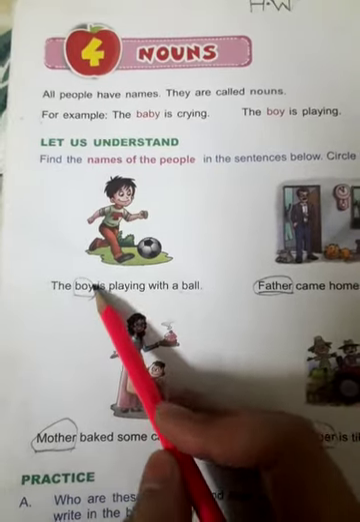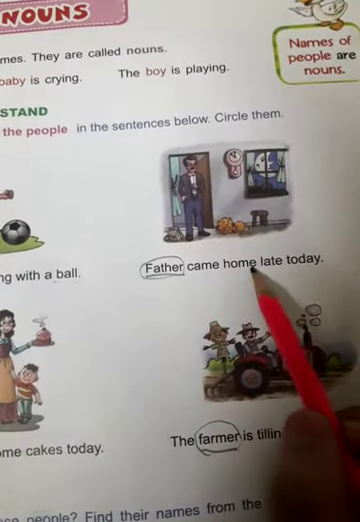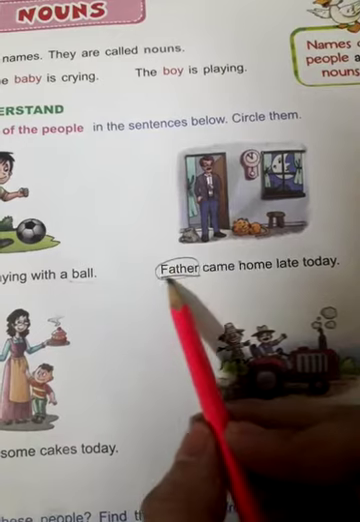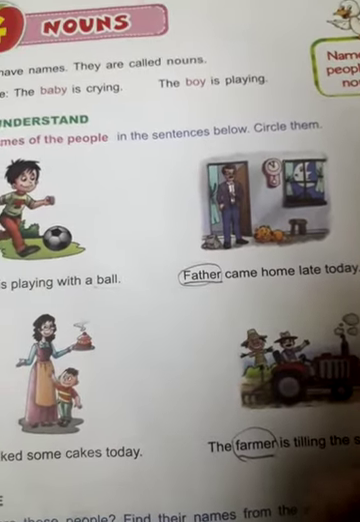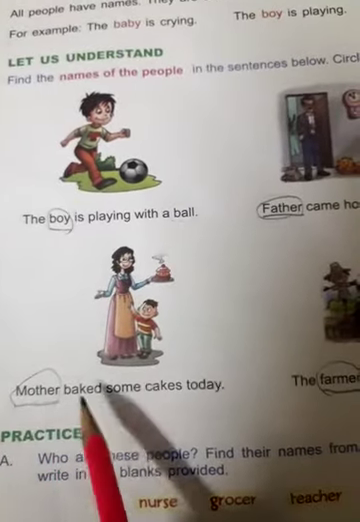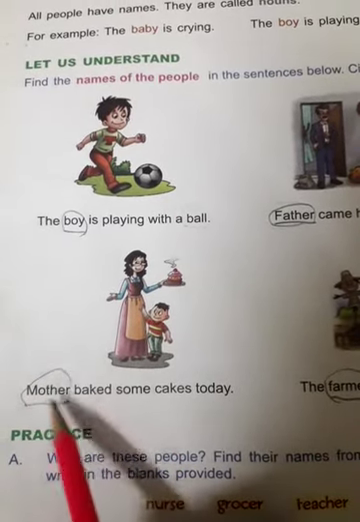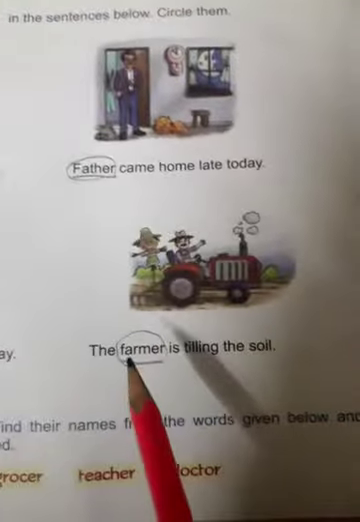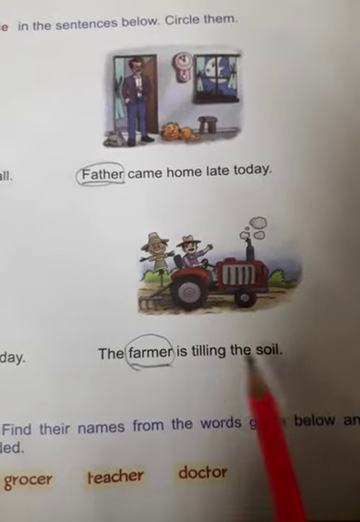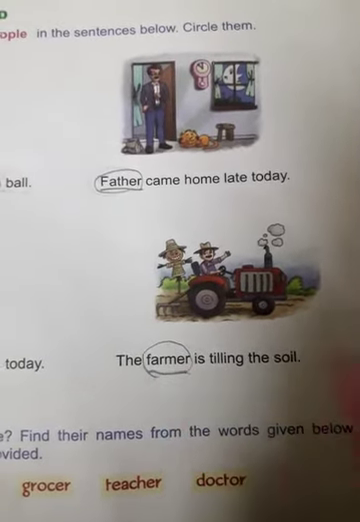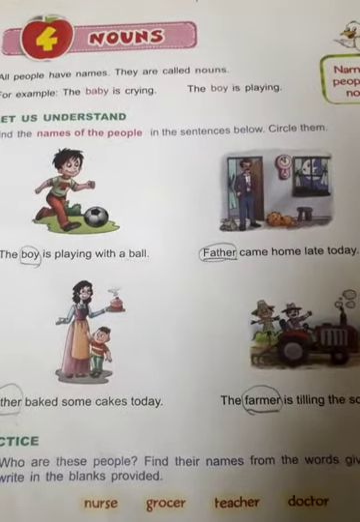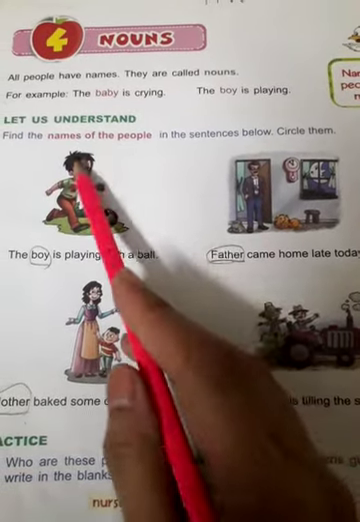You circle it here. Father came home today late. So father is a noun. Circle it. Mother baked some cakes today. Now circle the word mother. The farmer is tilling the soil. So farmer is a noun. You circle the names of the people.